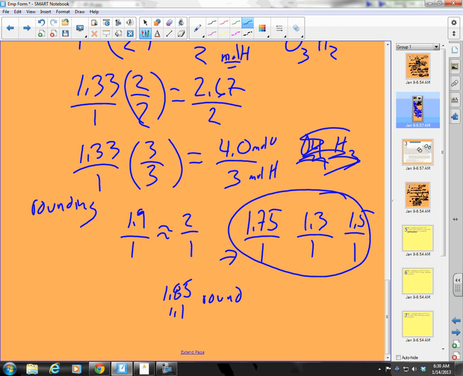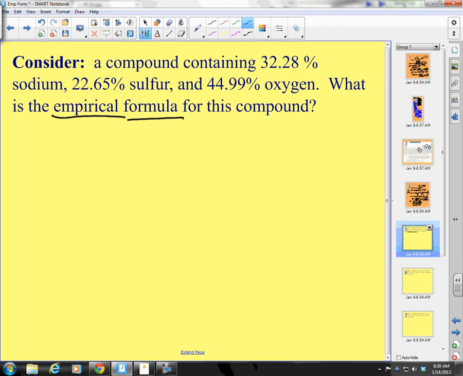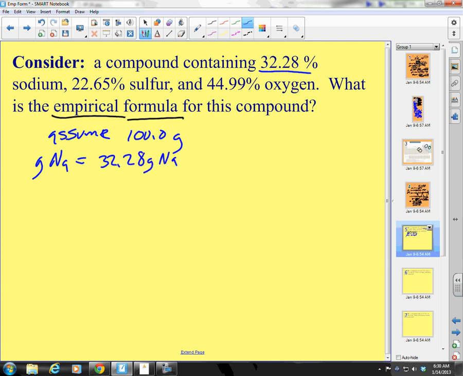All right, any questions? Well, let's give this a shot. That is the process. For the compound containing sodium, sulfur, and oxygen, what's the first thing I want to do? I want to assume that I have 100.0 grams of stuff. Well, then, how many grams of sodium do I have? I have 32.28% times 100 grams, so that would be 32.28 grams of sodium.